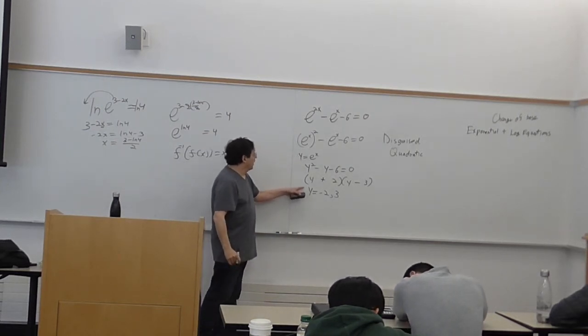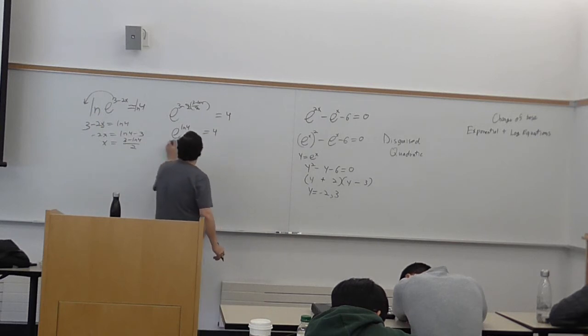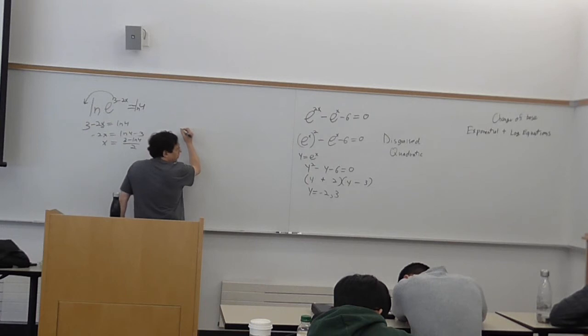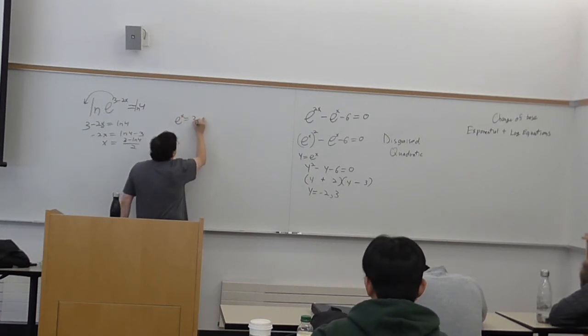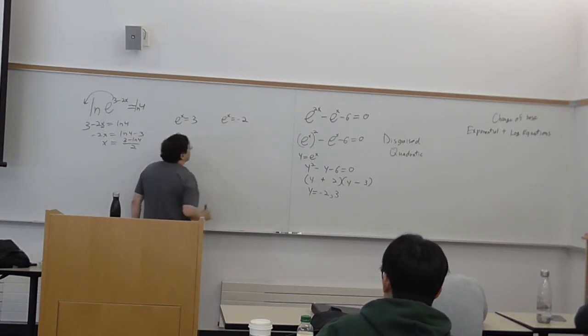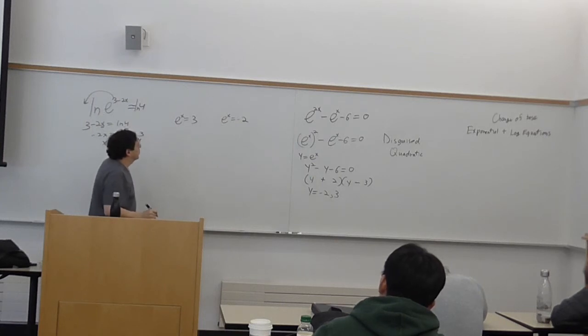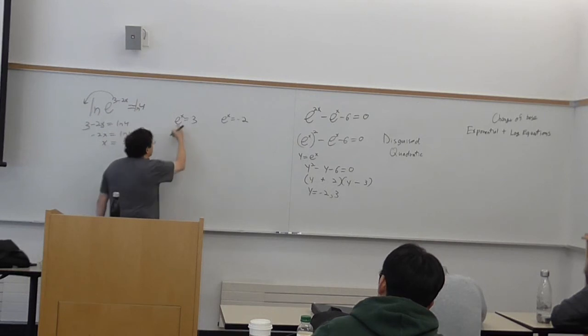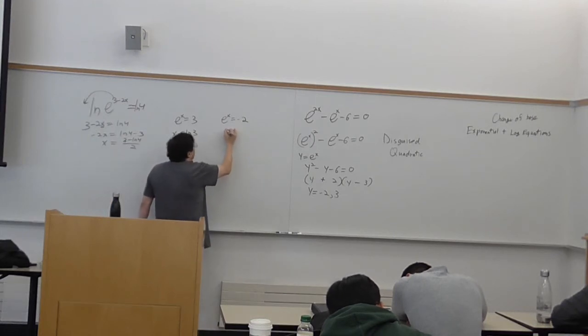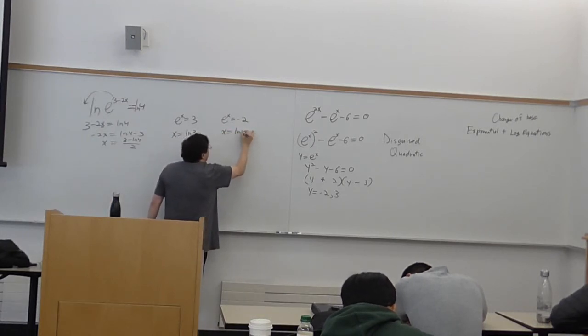But I don't really want to know y, I want to know x, right? So I have to look further. So I get either e to the x equals 3, or e to the x equals minus 2. I know how to solve those, right? You take the natural log of both sides. You get x equals natural log of 3, and x equals the natural log of minus 2.